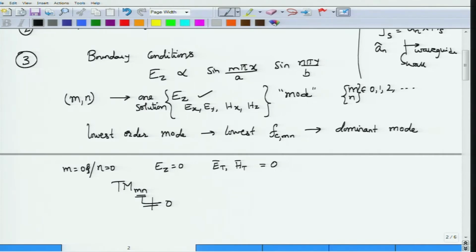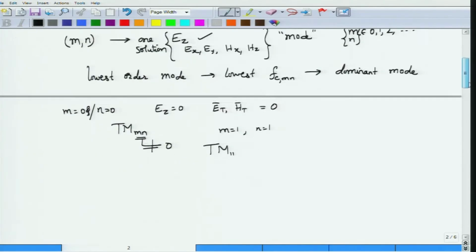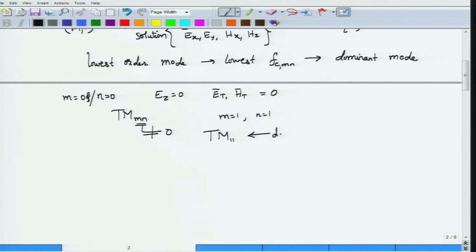So what is the lowest order mode in this case? Well, clearly m equal to 1, n equal to 1 is the lowest order mode for the TM case. This is TM11, also called the dominant mode. So the dominant mode for the transverse magnetic case has the mode index 1 and 1. For this mode, the electric field component Ez goes as sin(pi x by a) sin(pi y by b), and there is e to the power minus j beta z.